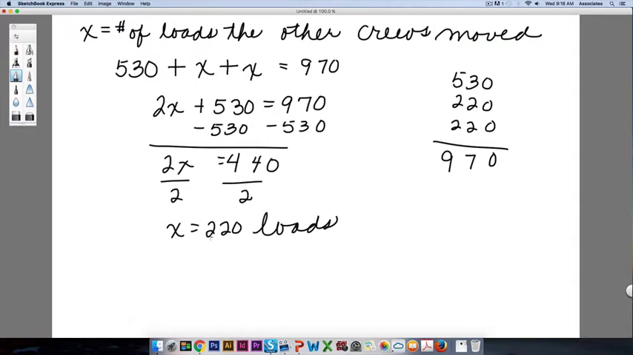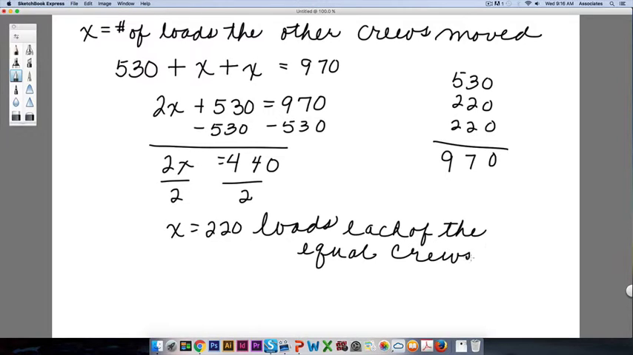So what we needed to know was that each of the other crews, and let's put up the equal crews, each moved 220 loads. So once I got rid of what wasn't important and I got it set up, the math actually was fairly easy. All right, pause the video if you need to, and we'll meet you back here in a minute. Welcome back.